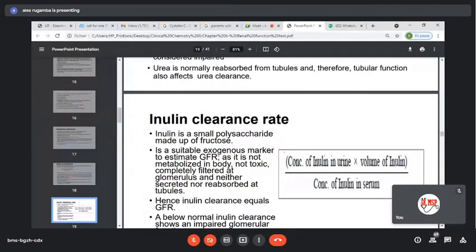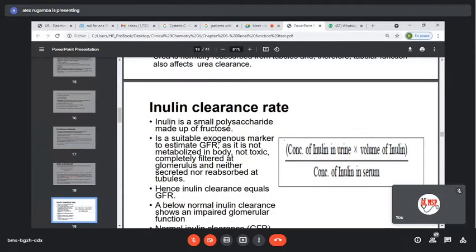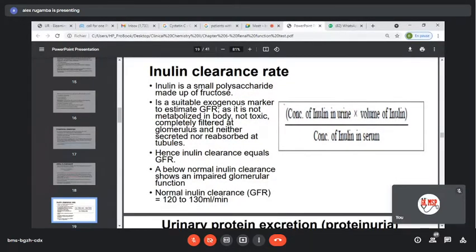So inulin is also another indicator of glomerular filtration rate. Inulin is a polysaccharide, a kind of polysaccharide made up of fructose. A below-normal clearance shows impaired glomerular function, and the normal inulin clearance is between 100 and 130 milliliters per minute.